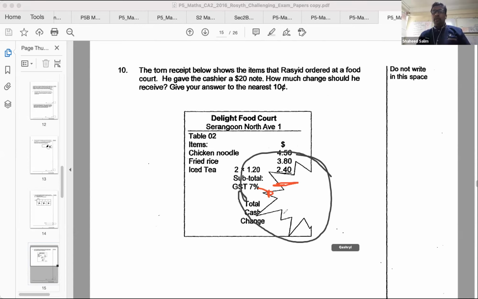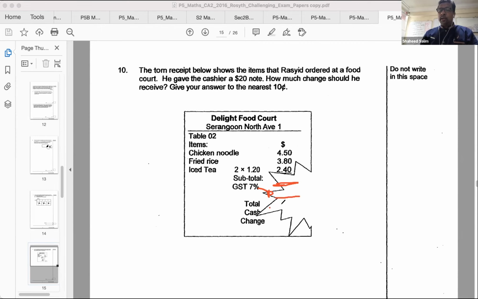Okay. So this thing means you're supposed to fill up. Imagine 7% GST is how much? Total is how much? How much did he give? How much is the change? So the last part, you must know what the change is. How much cash did he give? $20. So down here you can fill up $20.